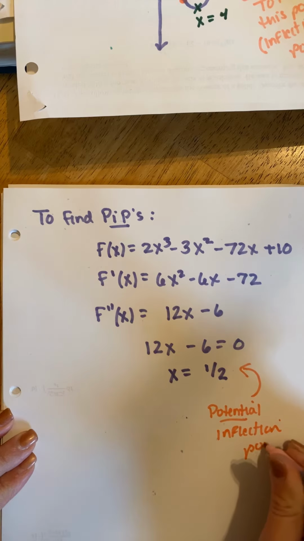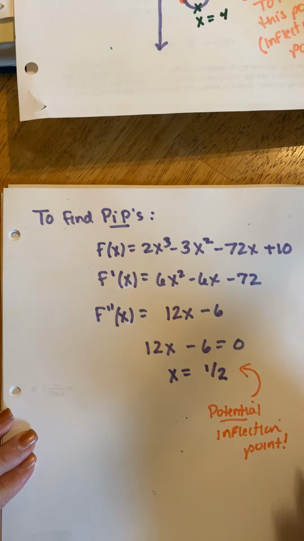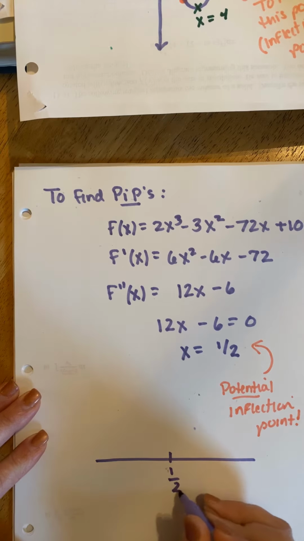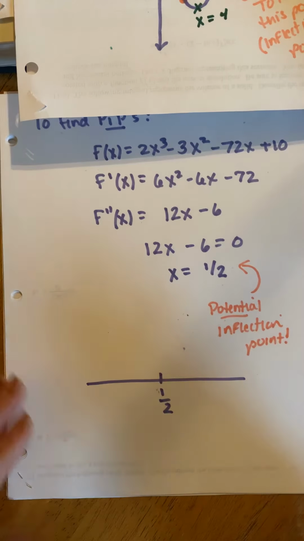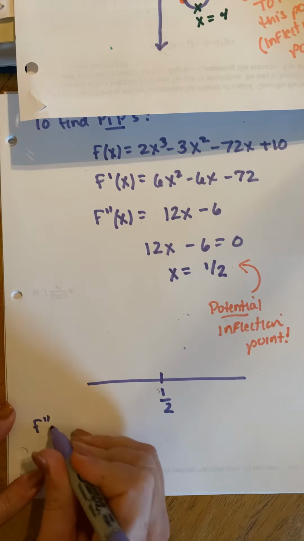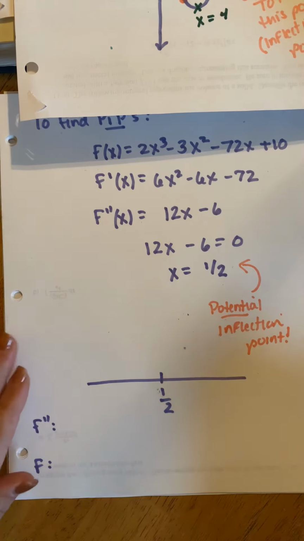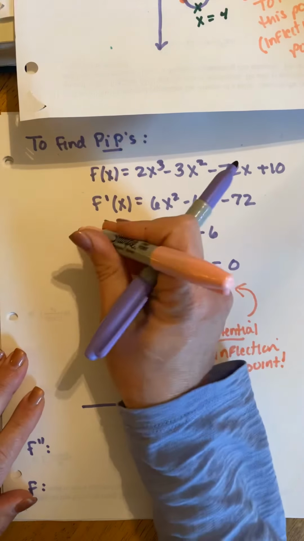We want to show using calculus that it's in fact an inflection point. So what we do is we draw a number line, we put our potential inflection points, and we see how the second derivative behaves before, between, and after. In this case, just before and after, because there's only one. Here's my second derivative right here.